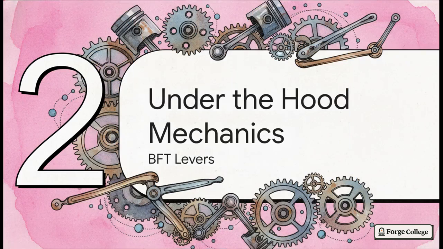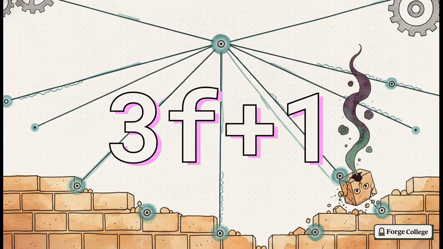Moving right along to Part 2, Under the Hood Mechanics and our BFT levers. Think about this beautifully simple equation for a second. This classic formula, N ≥ 3F + 1, is the absolute load-bearing wall of a classical BFT system. N is your total nodes, and F represents the faulty ones. Essentially, it means you need a network size of at least 3 times the number of faults plus 1 just to maintain consensus. Or, as I personally like to call it, it's the mathematical limit for dealing with that one validator who lies about absolutely everything.